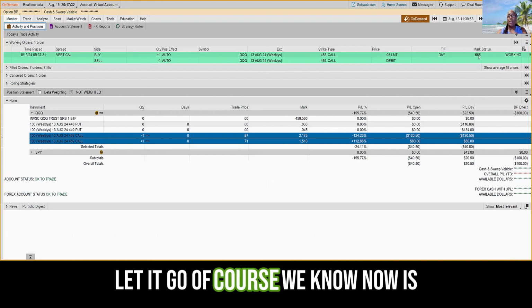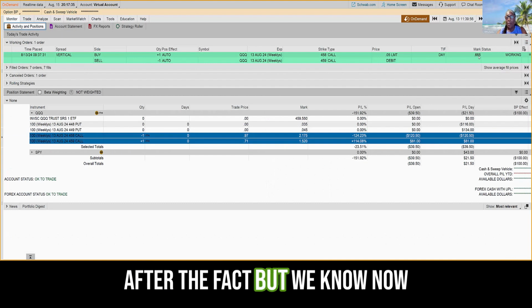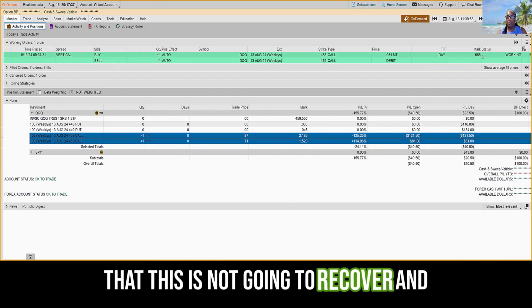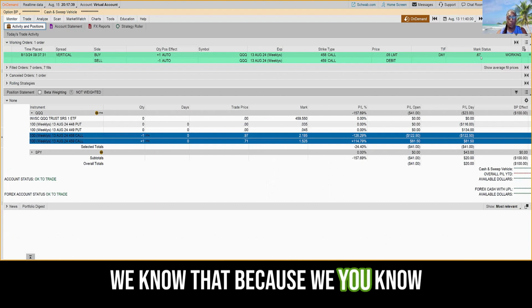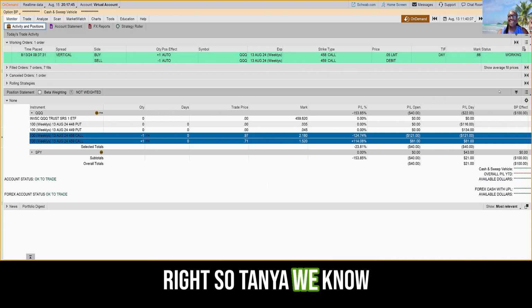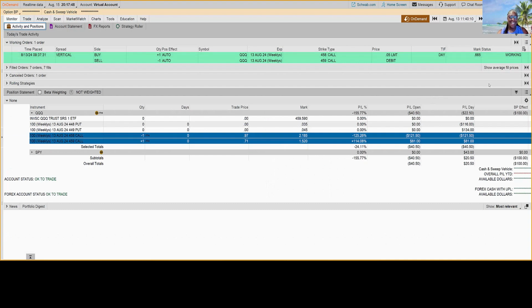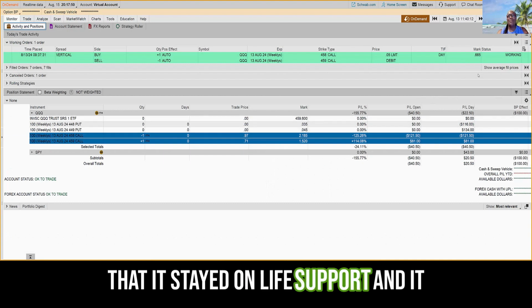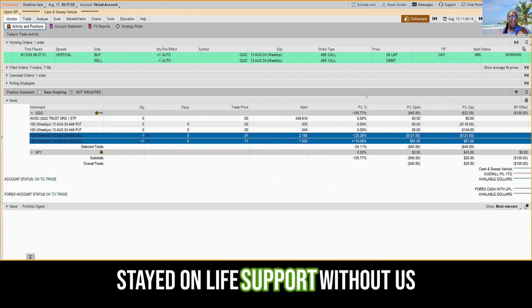Of course, we know now it's after the fact, but we know now that this is not going to recover. We know that because we lived through Tuesday. It didn't recover, right? So, Tanya, we know that it stayed on life support, and it stayed on life support without us.